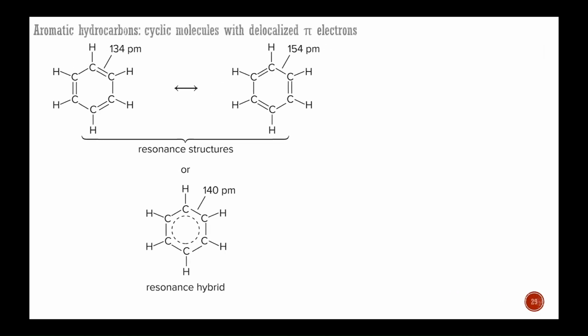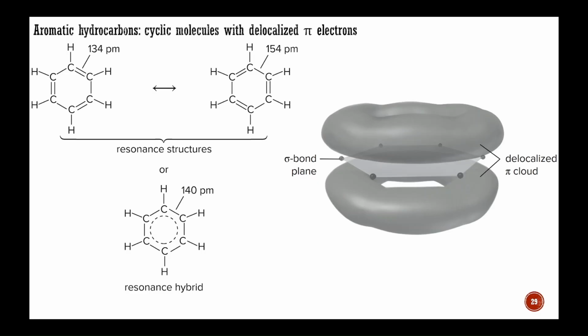The orbital diagram on the right shows the 2 lobes of the delocalized pi cloud extending above and below the hexagonal plane of the sigma-bonded carbon atoms. This unique bonding arrangement gives benzene special stability. As a result, millions of organic compounds contain the 6-membered benzene ring, many of which are crucial in biochemistry, pharmaceuticals, and the production of modern materials.